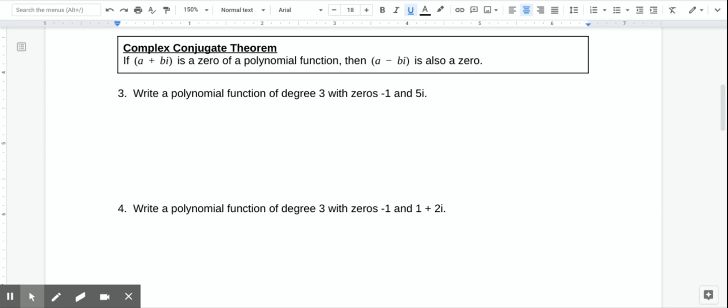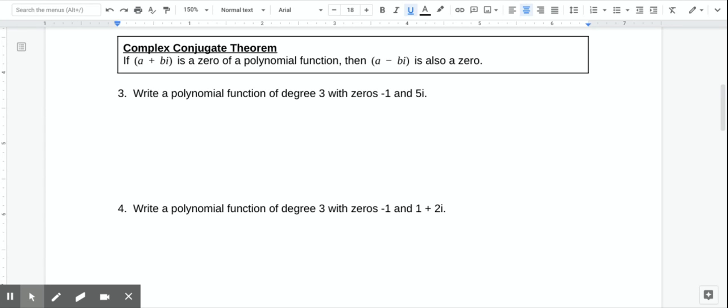The next theorem that we have is called the complex conjugate theorem. It says something kind of interesting. It says that if you have a complex number that's a zero of a polynomial, a plus bi, then the conjugate is also a zero, a minus bi. So that means our imaginary roots always happen in pairs.